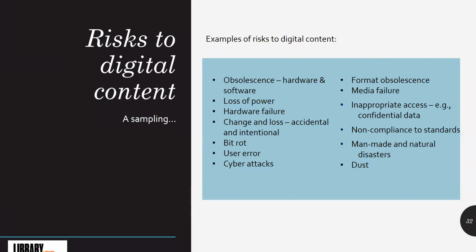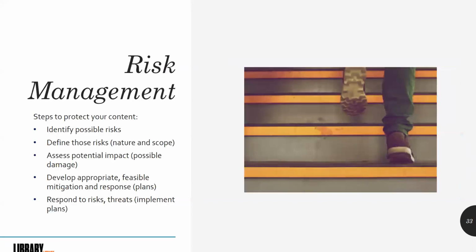But with all of these risks that are possibilities, you have to take some steps to protect your content in this risk management process. So identifying what the possible risks to your content may be, and defining those in their nature and scope. Are you in an area that is prone to tornadoes or flooding, or, given Georgia, probably not prone to earthquakes or volcanoes. But depending on where you are in the world, those could be considerations to keep in mind.